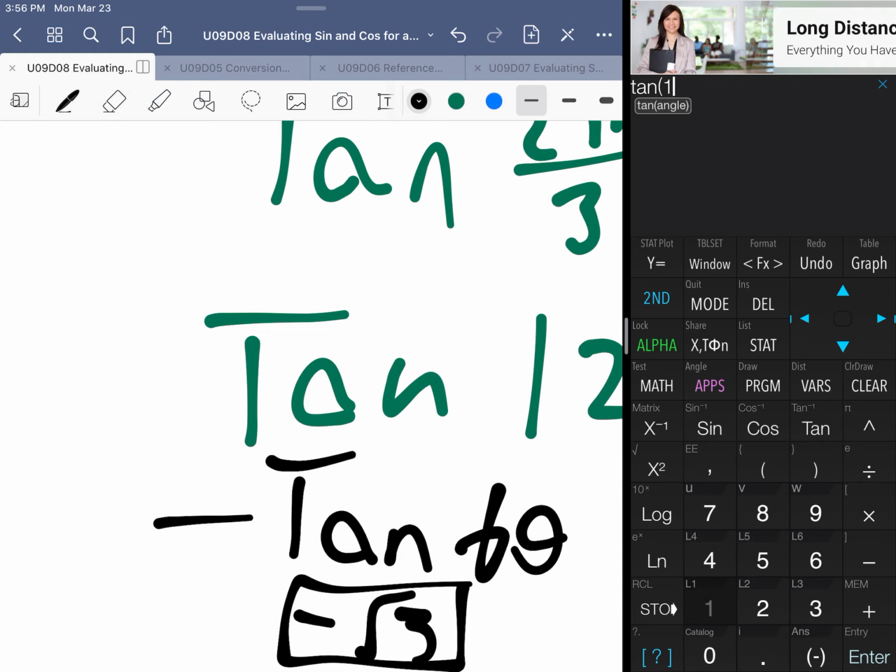You should also, on your calculator, just be able to type in tangent of 120, and get negative 1.732. And if you remember, 1.732 is radical 3, and the fact that it is negative means it was negative in this quadrant.